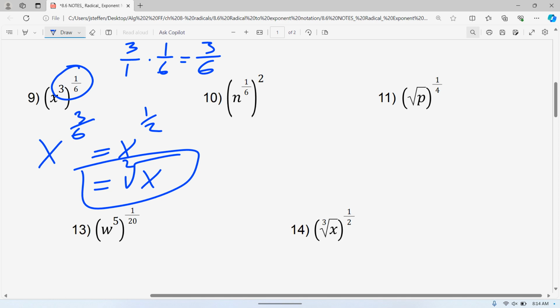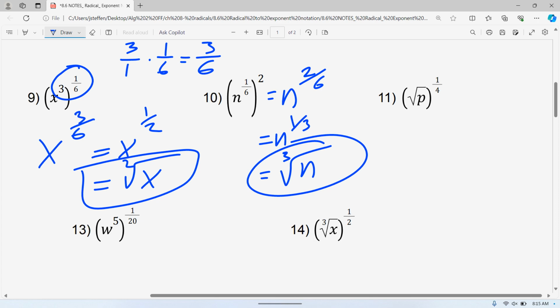Same thing with this next one. We multiply our exponents, so that is n to the 2 over 6. 2 over 6 is 1/3, so this is the same thing as the third root of n to the first, or the third root of n. Again, there's that same formula every single time. Your denominator is your index number, your numerator stays as the exponent.